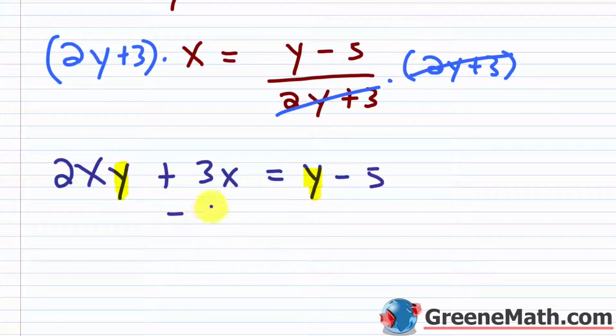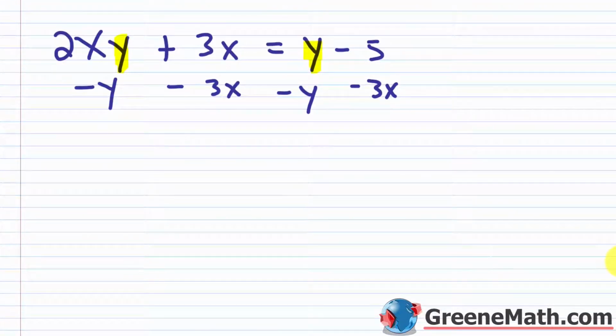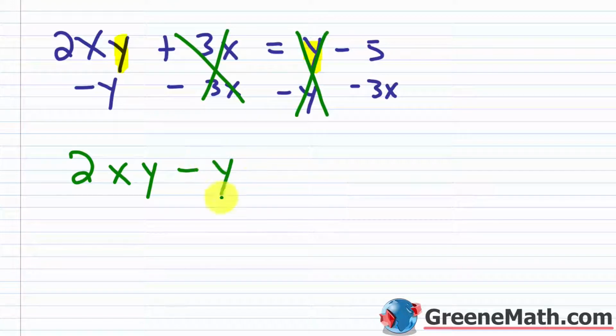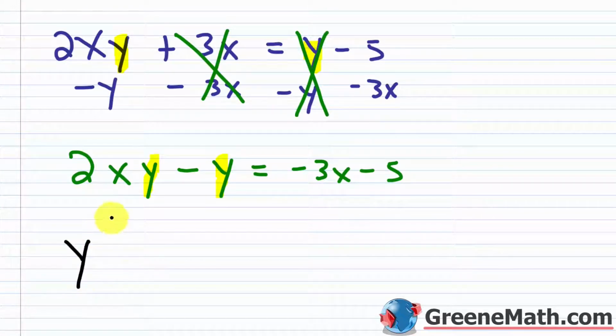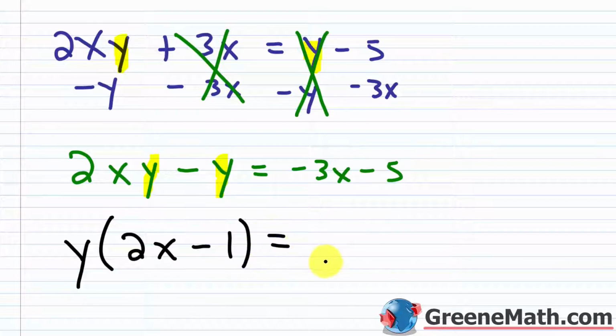So let me subtract 3x away from each side, and let me subtract y away from each side. What is that going to give me? Well, this cancels and this cancels, so don't worry about that. We're going to have 2xy minus y is equal to negative 3x minus 5. Now I want to factor this y out. If I do that, I'll have y, and inside of parentheses, I'll have 2x minus 1, and this equals this negative 3x minus 5.